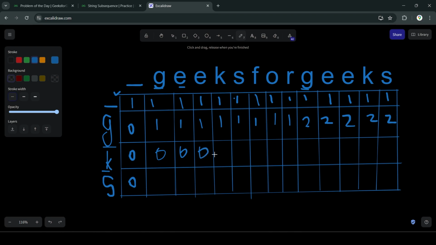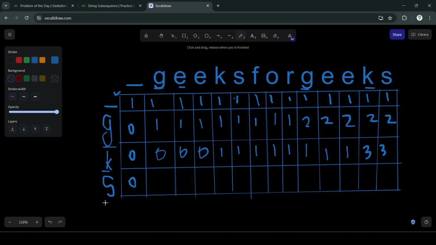Now K and K is matching. So where the answer will lie, that is here. We have to take this value and add this previous one also. So this will be 1 as it is, and for here it will be 1 as well. And now you can see that again there is a match. So we have to check for the previous answer, that is 2, and what answer we are carrying forward, that is 1. So you have to sum it up. So the answer will be 3. Okay, so 3 will be here as well.